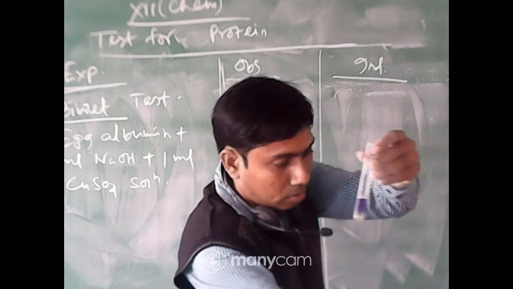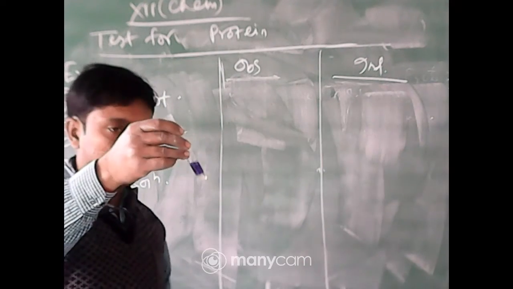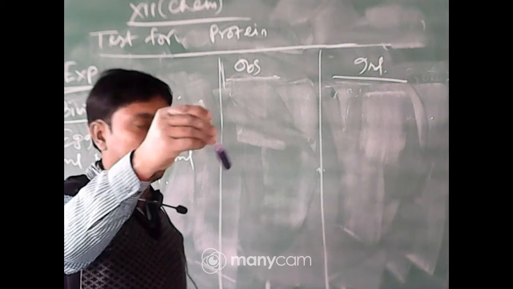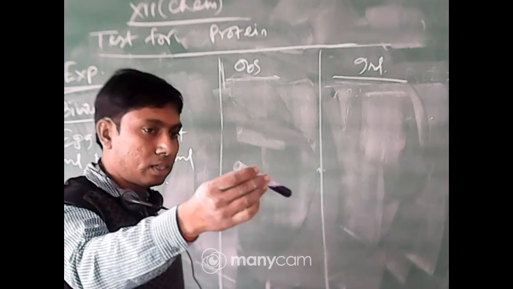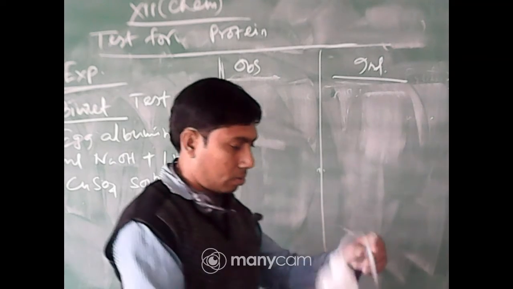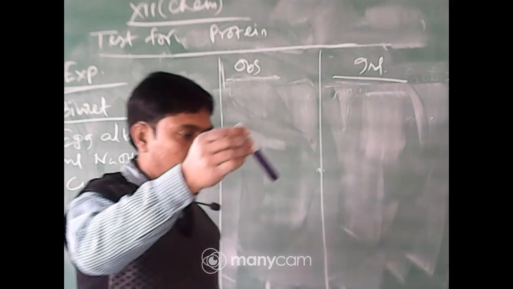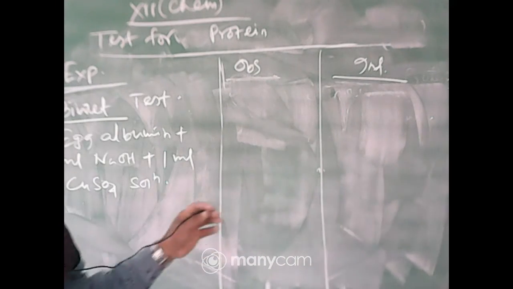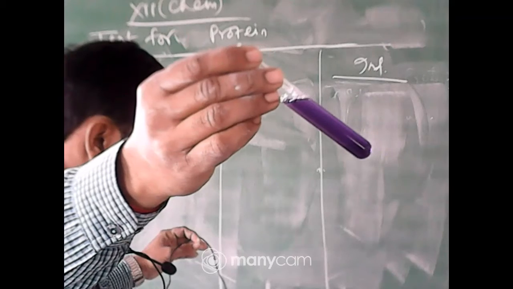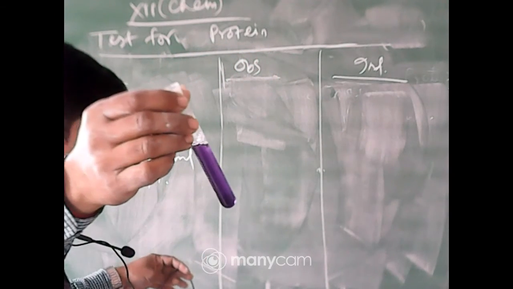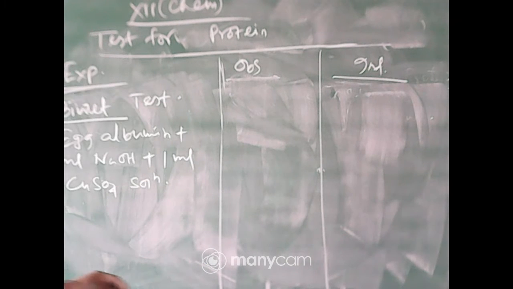Just look at this. A blue violet color appears here. Clear? This is the blue violet color by the biuret test. This is for egg albumin, that is protein.